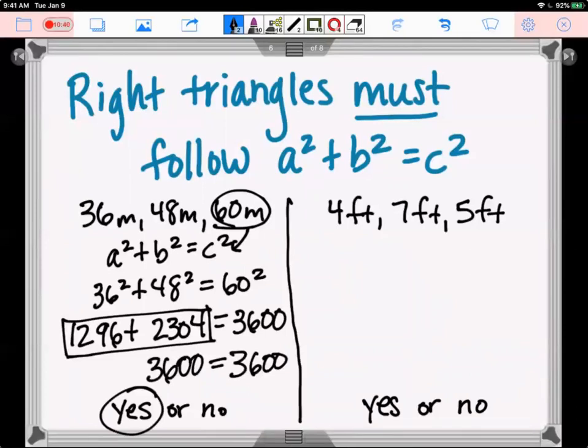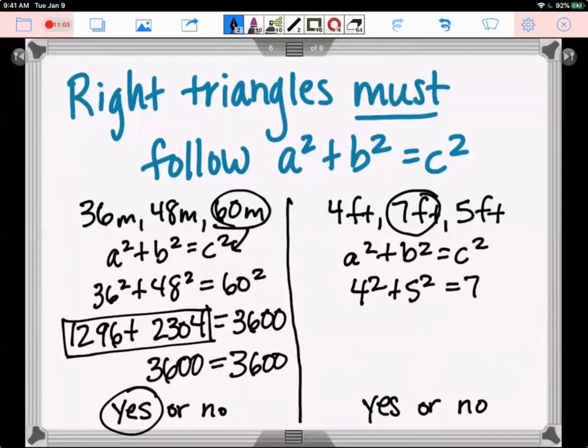Okay, let's look at some smaller numbers. Just be careful. This one's in the middle, but what is it supposed to represent? Is that the A, the B, or the C? The biggest number is always the C. So A squared plus B squared equals C squared. 4 squared plus 5 squared equals 7 squared. This one comes over here.